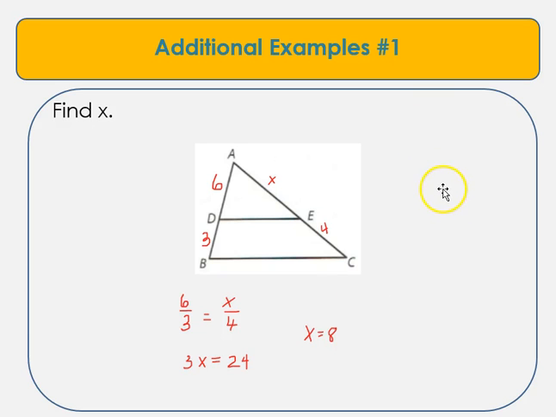So let's work a couple of examples. We're going to find X. We have this figure. AD is 6 and DB is 3. AE is unknown and EC is 4. So let's go ahead and set up some proportions. On the left side, we would have 6 to 3, and that would equal X to 4. And we'll cross multiply. 3x equals 24, and x would equal 8.